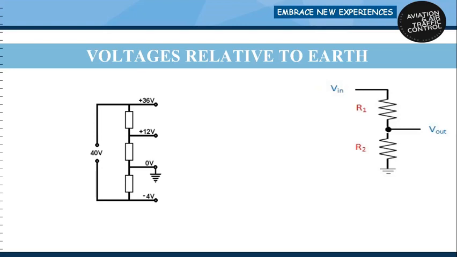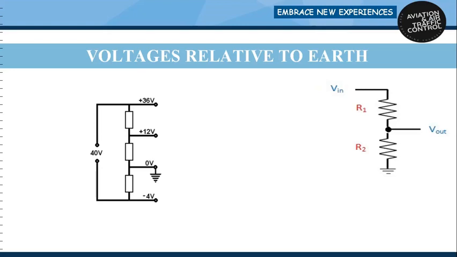Now the second thing: if we look at the first resistor, the top resistor, it is 36 volts. If we look at the middle one, its reference end is at 0 volts. It is connected to earth, and earth means 0 volts. And the upper end is showing 12 volts. So it means that the voltage drop across the middle resistor is 12 volts.